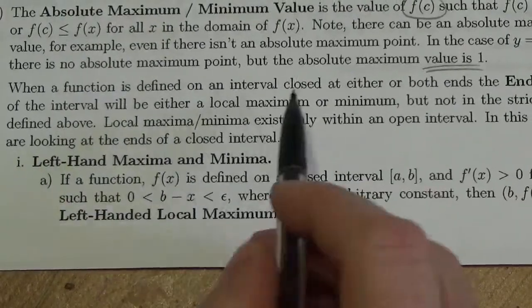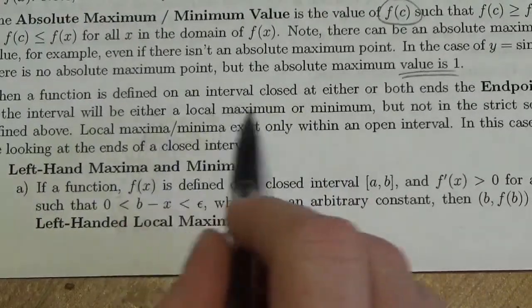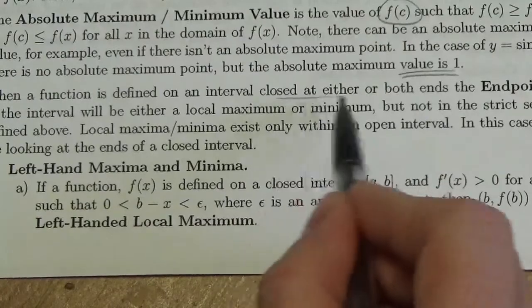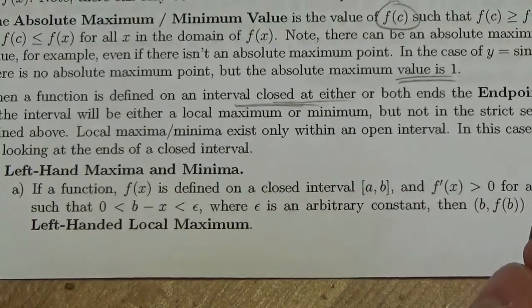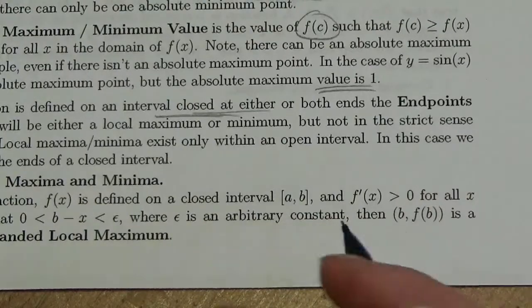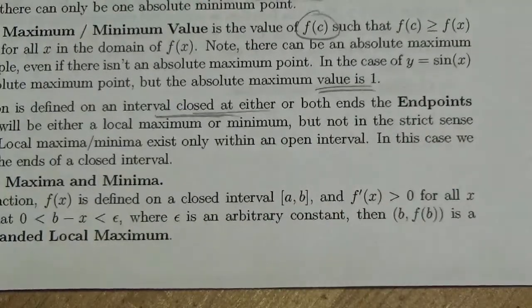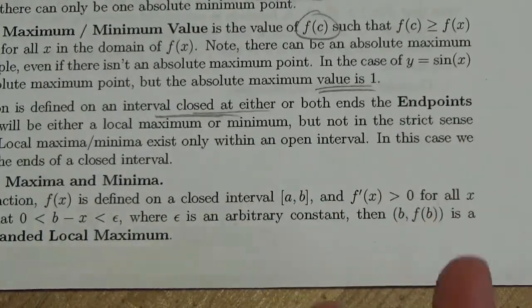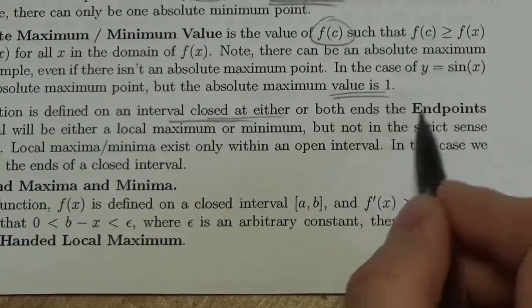So when a function is defined on an interval closed at either or both ends, okay, and it's important, we're going to start talking about what happens when you have a closed interval. If it's an open interval, you're not including the endpoints, then there's no issue. Then there is, for example, no minimum there because there's no point there. So we get these endpoints.